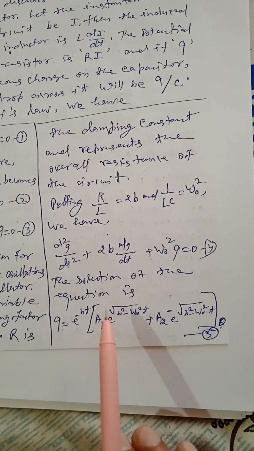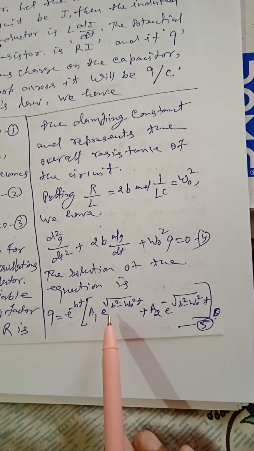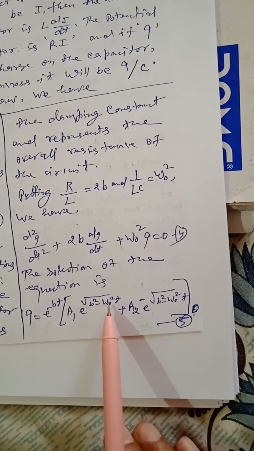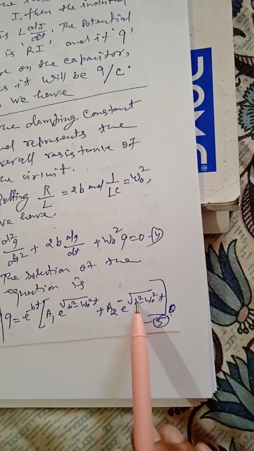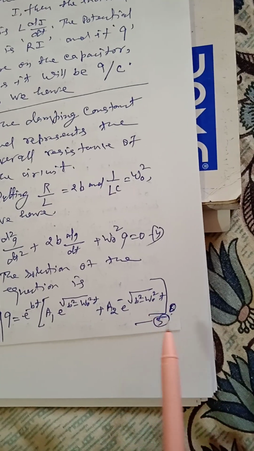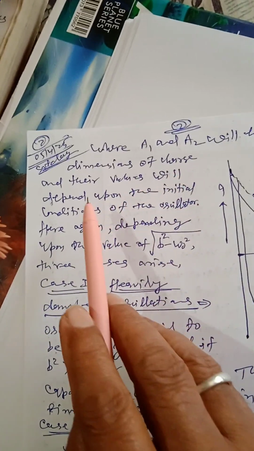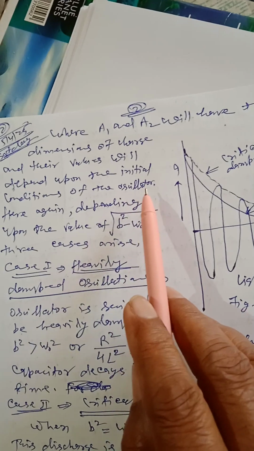The solution of the equation is q is equal to e to the power minus bt, a1 e to the power under root b square minus omega naught square t plus a2 e to the power minus under root b square minus omega naught square t. This is equation number 5, where a1 and a2 have the dimensions of charge and their values depend upon the initial conditions of the oscillator.